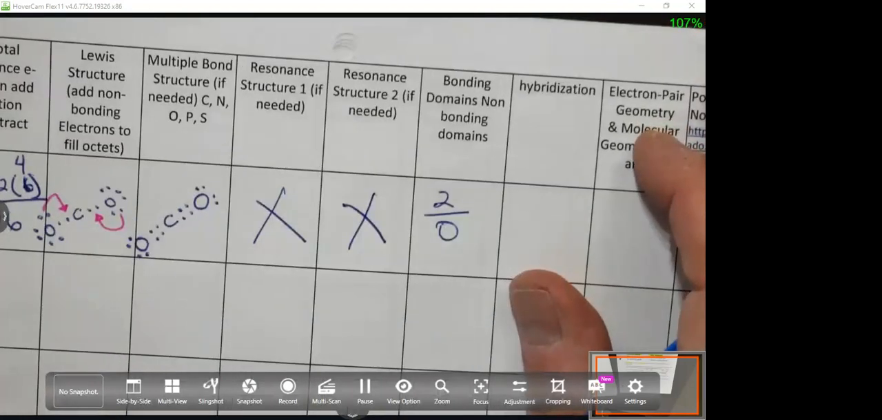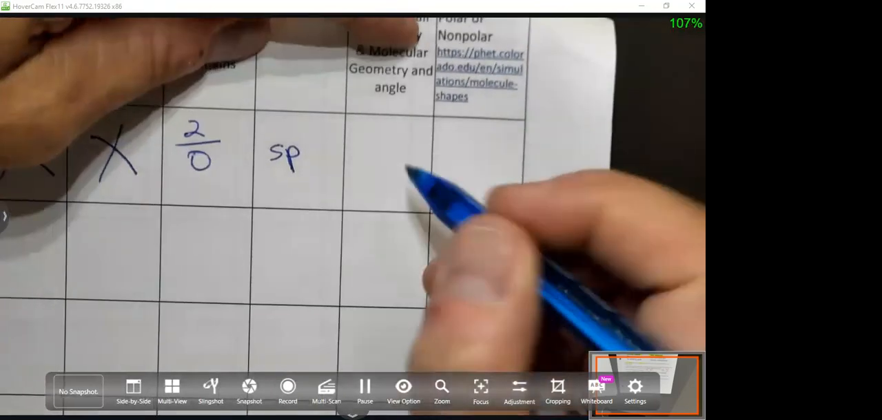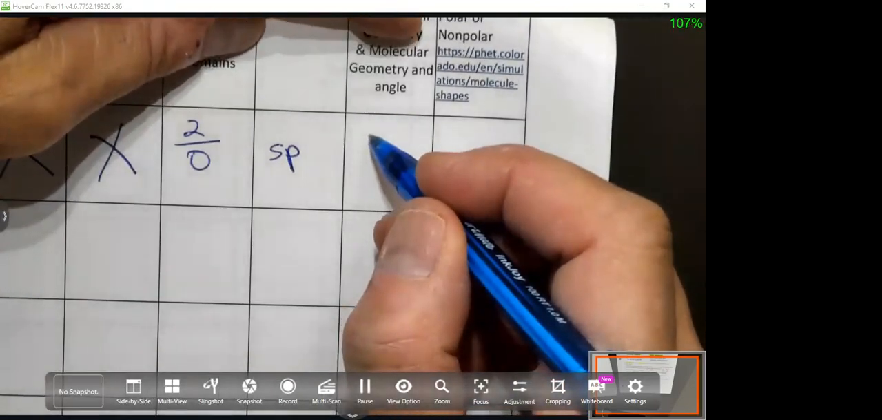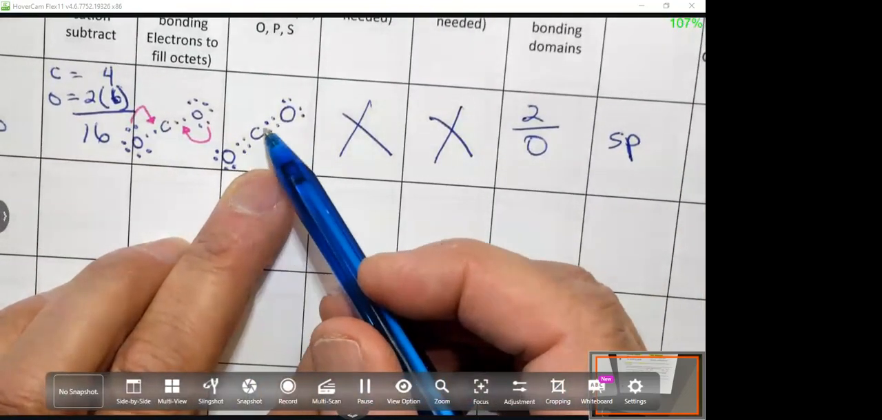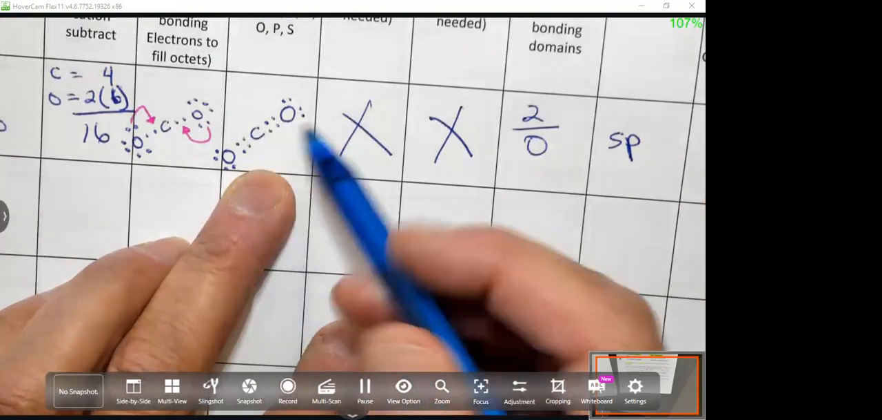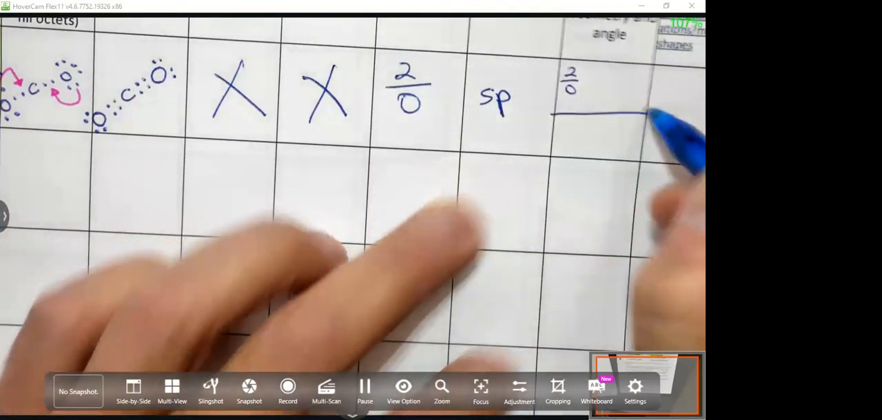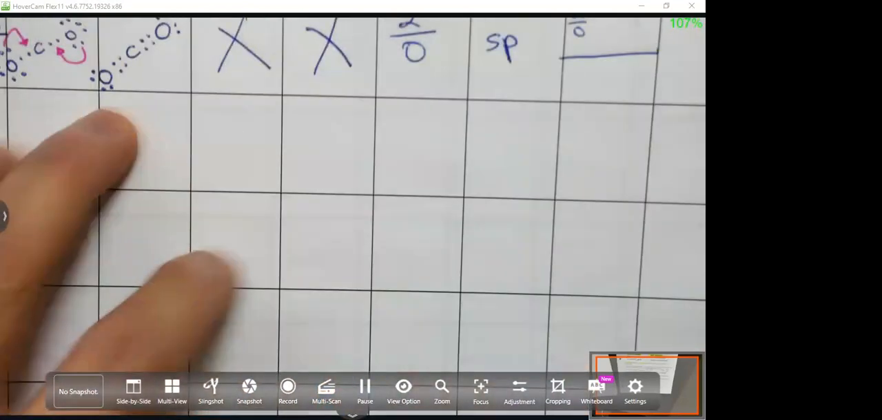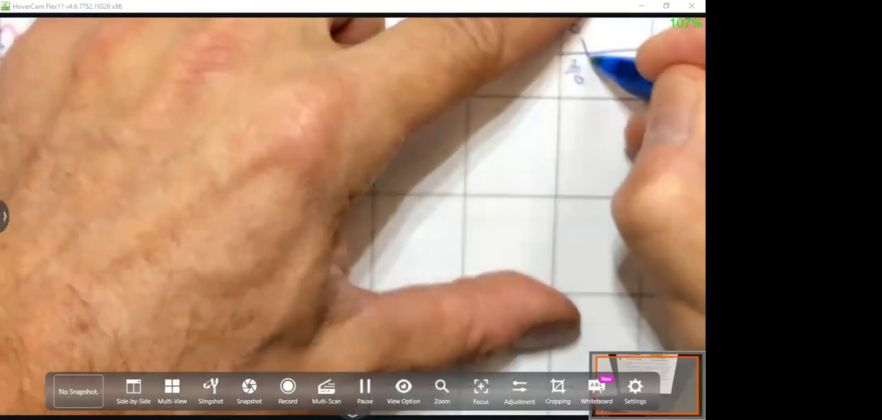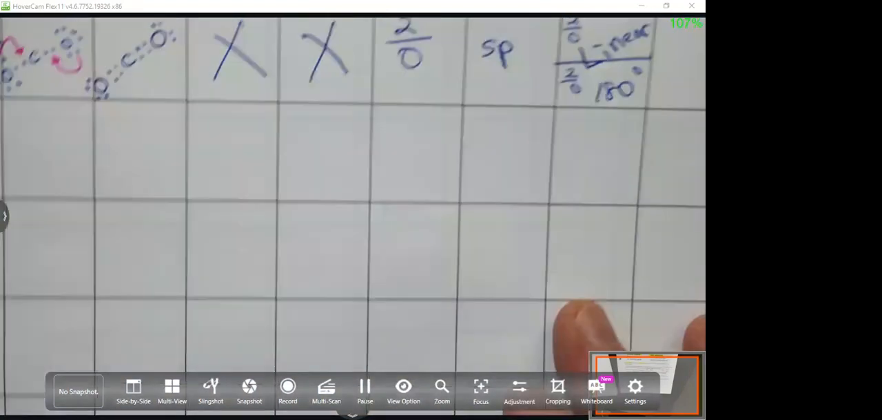What is the hybridization for a 2-0? sp, yes? What is my electron pair geometry? How many possible bonds as drawn can you do? Just 2, right? This is a 2-0. What is my true molecular geometry? 2-0. Those are linear, 180 degrees.